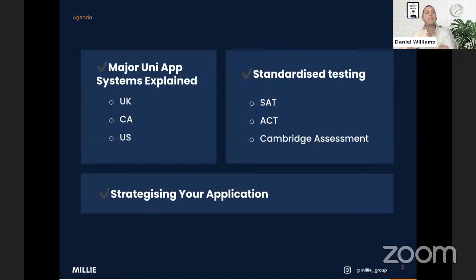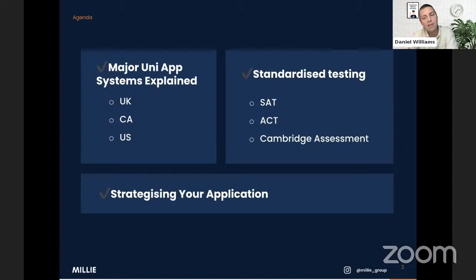So as I mentioned today, we're going to discuss these 3 major university application systems, one in the UK, one in Canada, and one in the US. We'll also discuss standardized testing. You might have heard of these exams, the SAT, the ACT, and the Cambridge assessment. What does each entail and which schools need which? And lastly, strategizing your application.